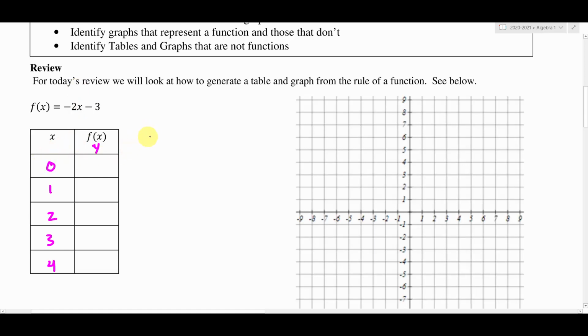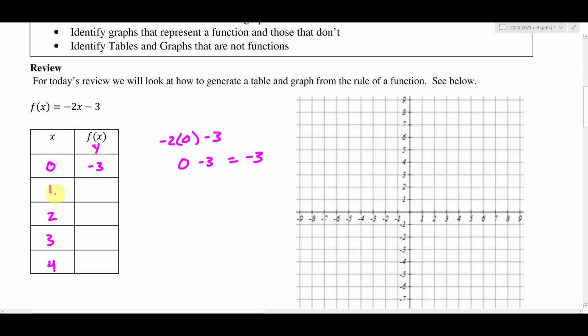So for instance, on this first one, if I plug a 0 in for x, I'm going to get negative 2 times 0 minus 3. And negative 2 times 0 is 0, and 0 minus 3 equals negative 3. So it tells me when I put a 0 in, I get a negative 3 out. So there's my first point, 0, negative 3.